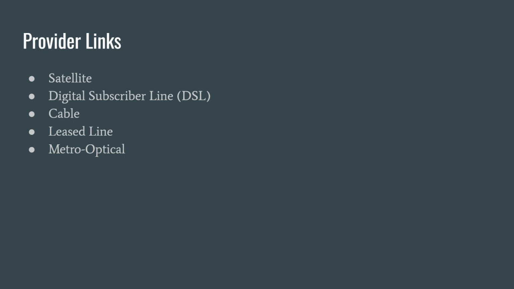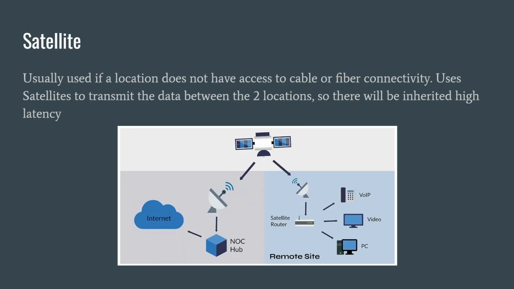Lastly, we are going to be going over the provider links: satellite, DSL, cable, lease line, and metro optical. The satellite provider link is usually used if a location does not have access to any foundation of cable or fiber connectivity. It uses satellites to transmit the data between the two locations, so this will inherently have higher latency. And the diagram below shows a remote site connecting to the NOC hub over a satellite.